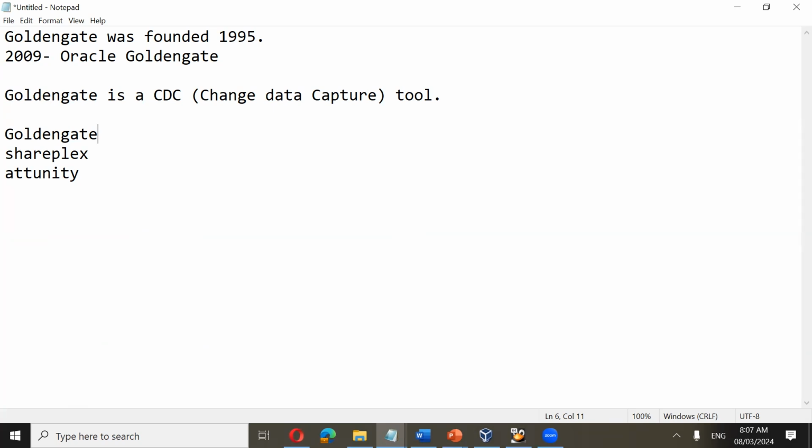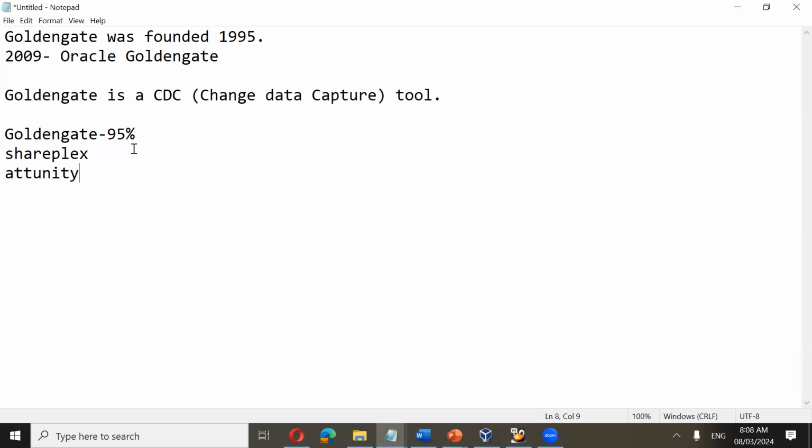You won't believe the market share of GoldenGate is almost 95%. It's a whopping 95%, maybe more than that, but I'm saying 95% as a conservative figure. Most of the places use GoldenGate. Then you have SharePlex and Attunity.